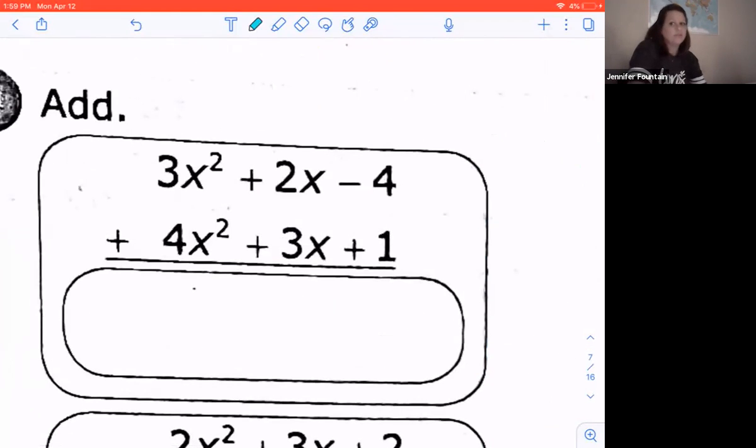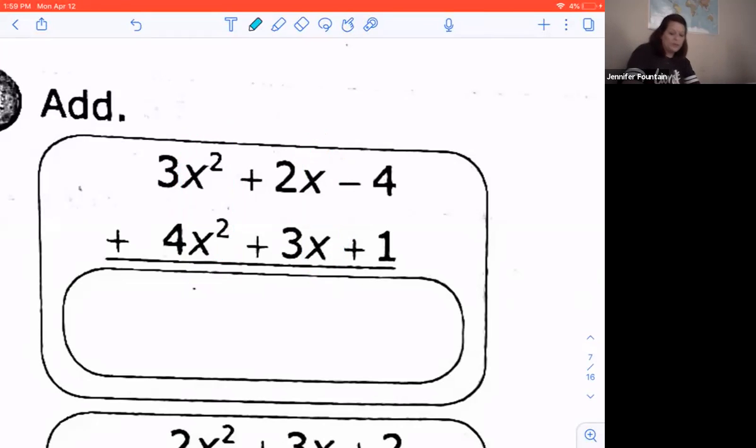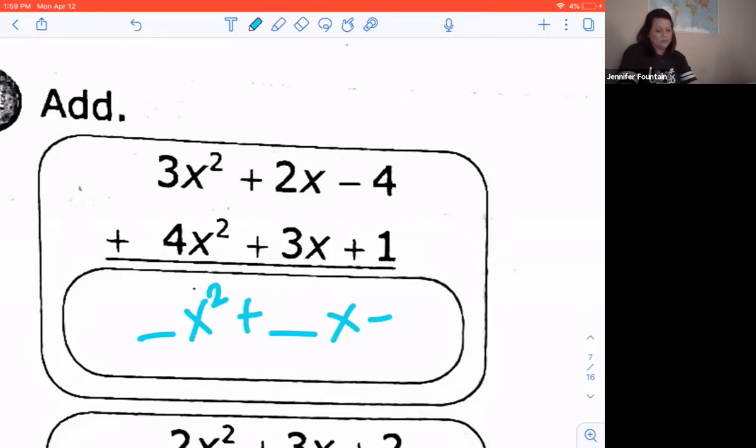All right, so let's kind of refresh our memory about how it is different to add and multiply. Okay, so remember when I'm adding, whatever my variables are with my exponents stay the same. I do not multiply them together. I do not add my exponents. When I add, my variables stay exactly the same. Okay, so I know I'm going to have something x squared plus something x minus something.